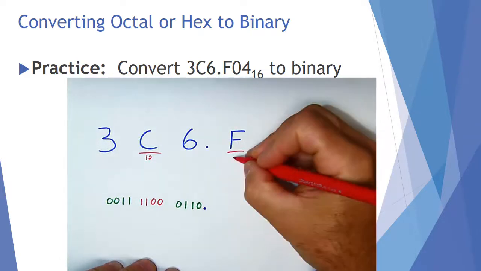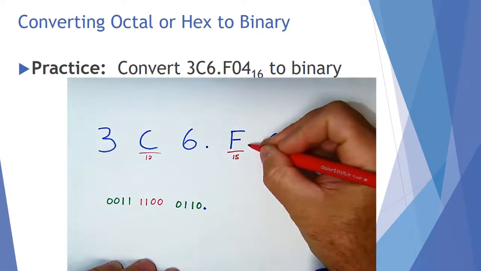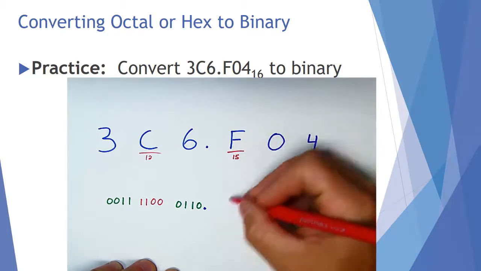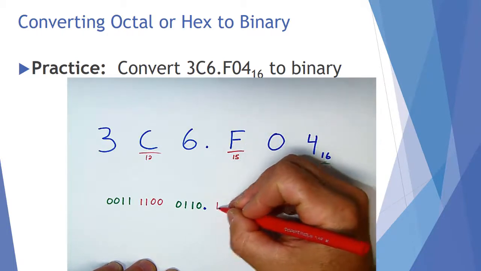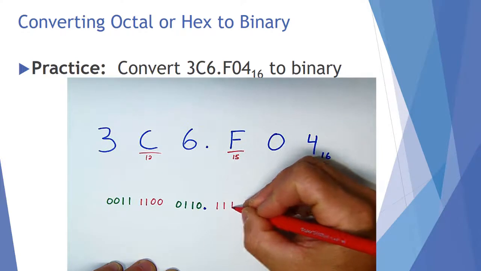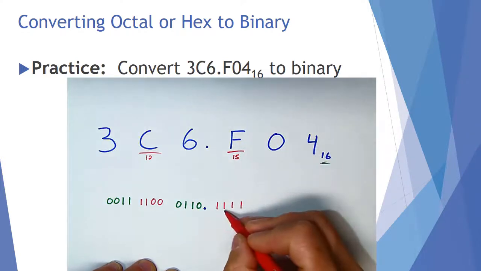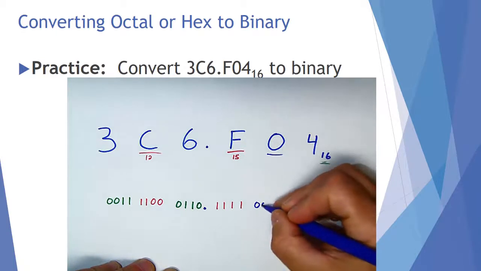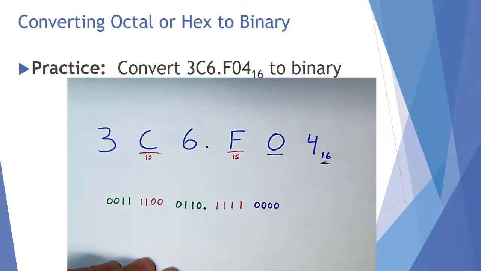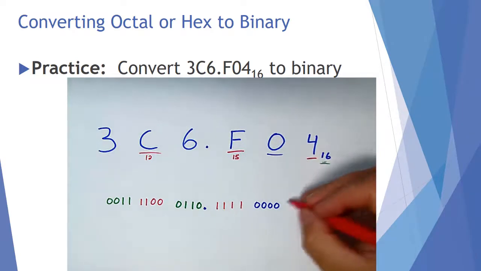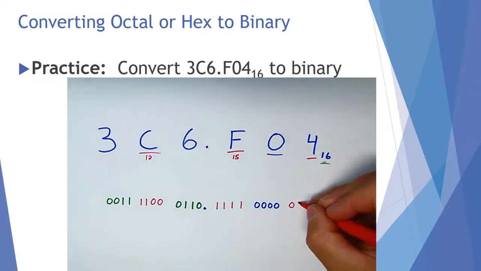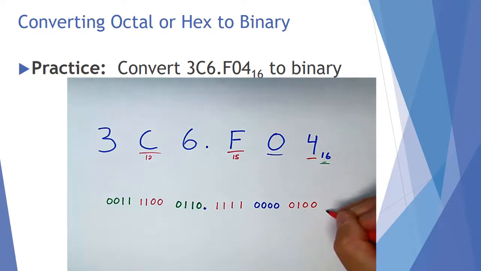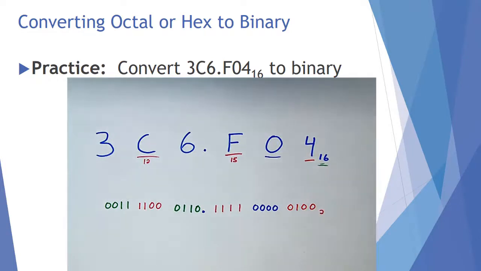F. F is equal to 15. That's the highest hex digit, and so it's going to be the highest number we can make with a group of 4, or in other words, 1, 1, 1, 1. That's 8 plus 4 plus 2 plus 1. One that's even easier is 0, 0, 0, 0. And we're going to finish that off with a 4, which is no 8's, a 4, no 2's, and no 1's. And so there's our binary equivalent.